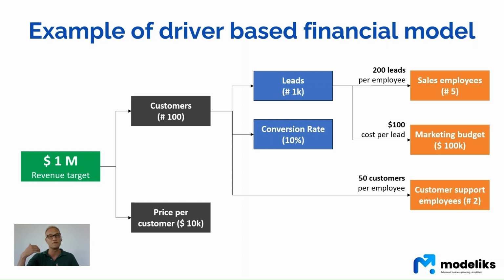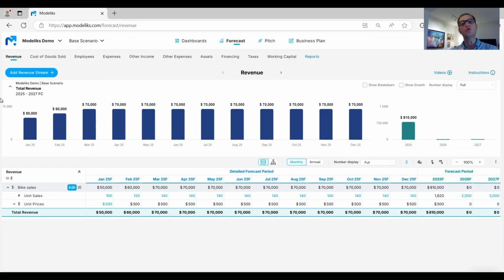Other resources meaning the number of sales employees in this case, the marketing budget that you need to acquire those leads, and the customer support employees that you need in order to support those customers. Now, let's see how we set formulas in Modeliks in order to create a truly dynamic and logically linked financial model within Modeliks. So let's continue with our example of our revenue stream, which was bike sales.